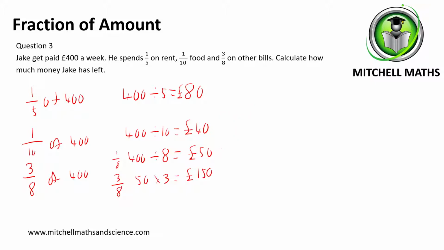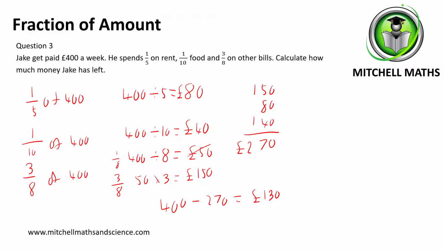And then I'm going to add those together. So I'm going to add 80, 40, and 150. If I add those together, I get 0, 8, 4, 12, 17, and that's £270 altogether. And to find out how much Jake has left, I'm going to do 400 take away 270, which is 130. So Jake has £130 left.